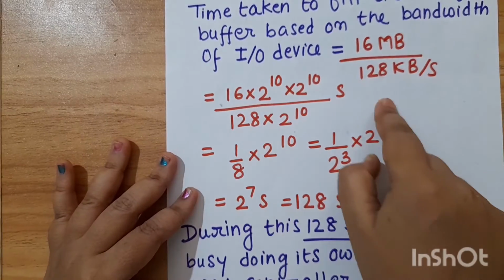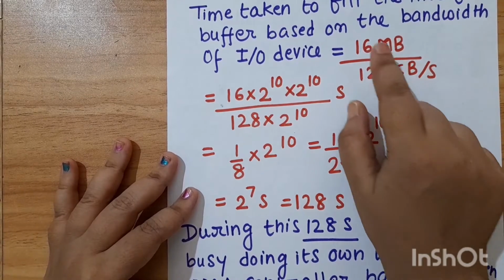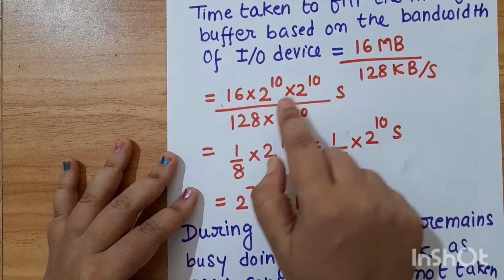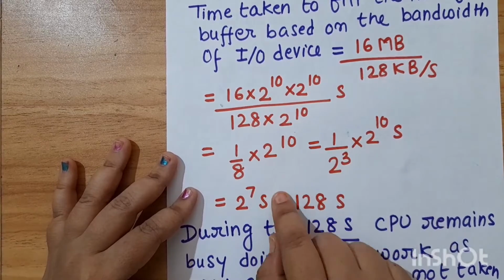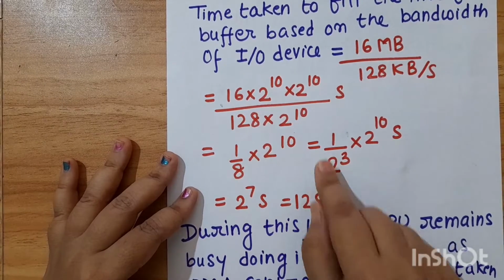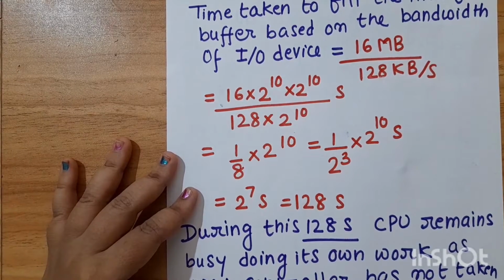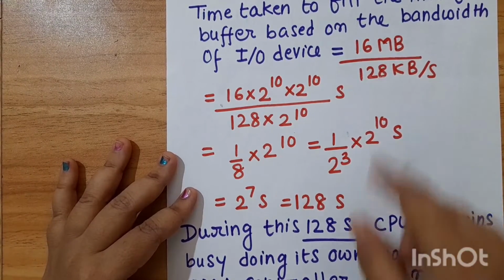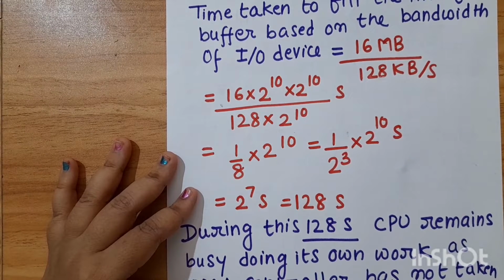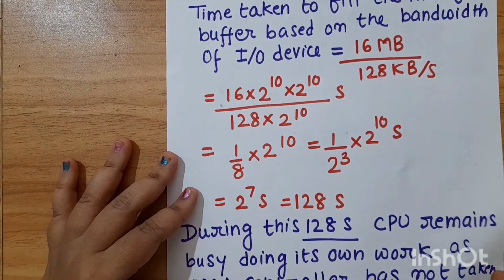On solving it, one thing please note: here it is MB and here it is KB. M stands for 2 raised to 20, that is 2 raised to 10 cross 2 raised to 10, and K stands for 2 raised to 10 only. So on solving I am getting 128 seconds. 1 K stands for 1024, the value of 2 raised to 10, and mega stands for 2 raised to 20, that is 2 raised to 10 whole squared.